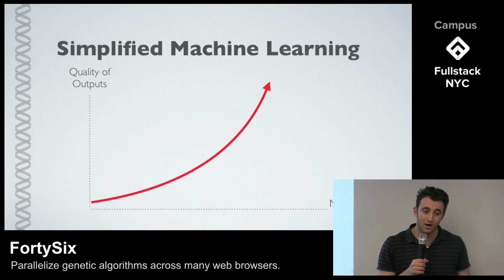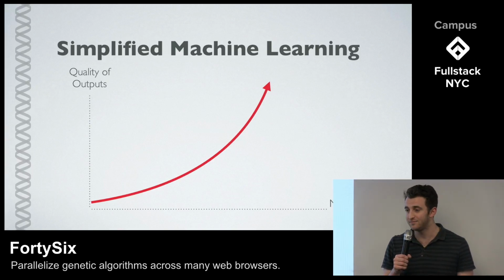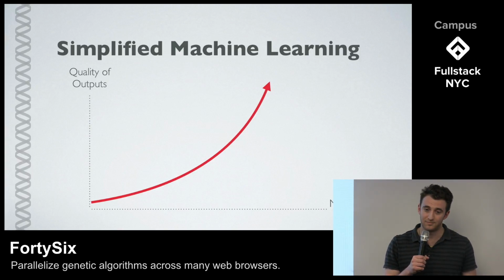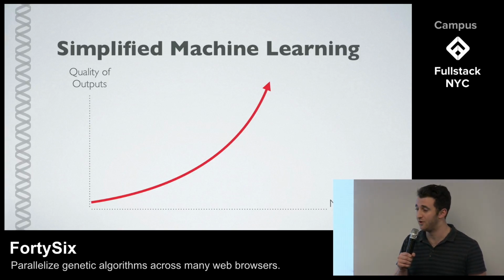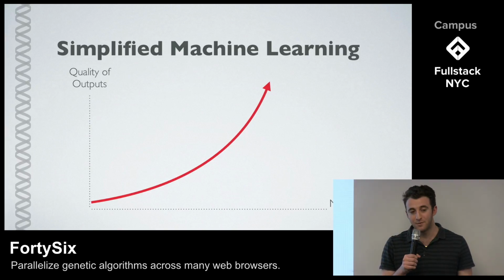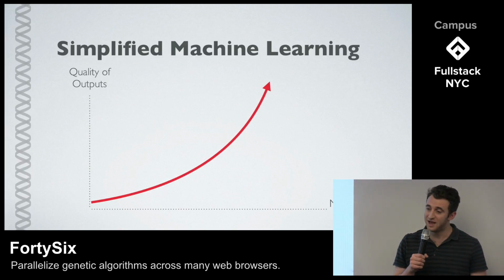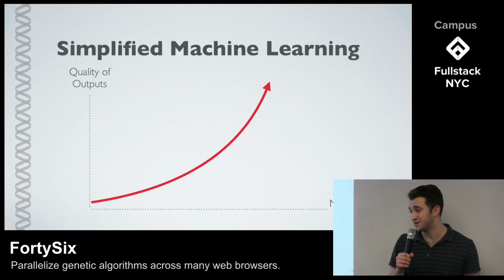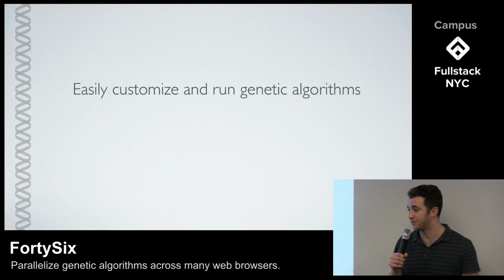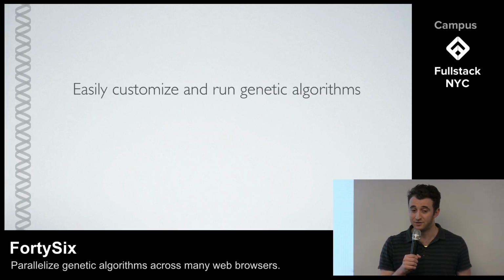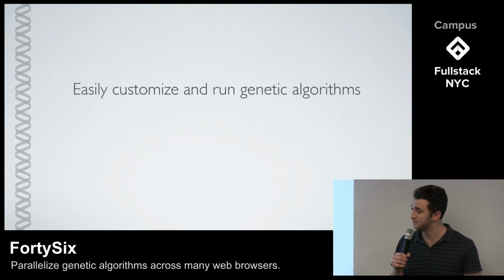Today, if you wanted to create a custom machine learning algorithm, you'd probably have to write it yourself or hire a developer. And when it comes to running the algorithm, you'd most likely use pay-as-you-go infrastructure. That's why we created 46. It's a platform that lets users easily customize and run genetic algorithms. Genetic algorithms are just a specific machine learning technique. It simulates evolution in order to solve problems.